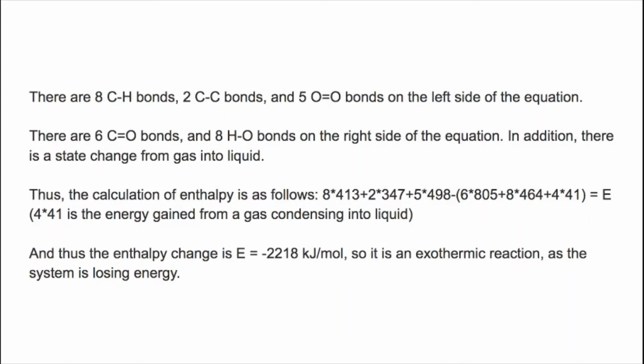8 times 413 plus 2 times 347 plus 5 times 498 represents the energy on the left side of the equation. Subtracting 6 times 805 plus 8 times 464 plus 4 times 41 equals the enthalpy change. As noted, the 4 times 41 is the energy gain from a gas condensing into liquid.